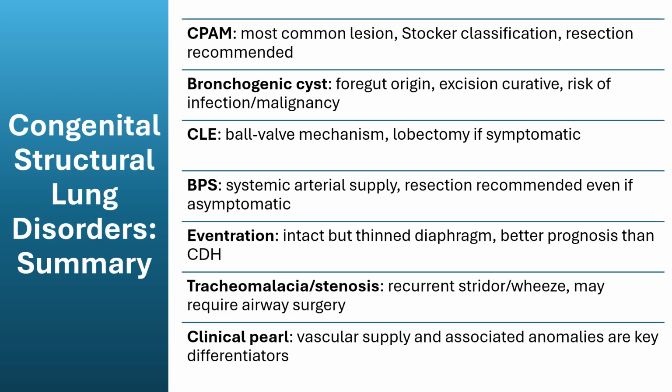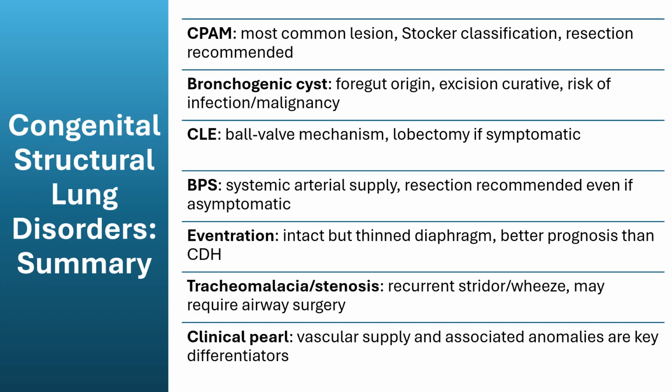Congenital pulmonary airway malformations are the most common, classified by the Stockar system, and generally require surgical resection to prevent respiratory compromise or malignancy. Bronchogenic cysts arise from foregut maldevelopment and are cured with complete excision, which prevents infection, airway compression, and the small risk of malignant degeneration. Congenital lobar emphysema results from a ball valve obstruction causing overinflation. Symptomatic lesions require lobectomy, while asymptomatic cases may be monitored.